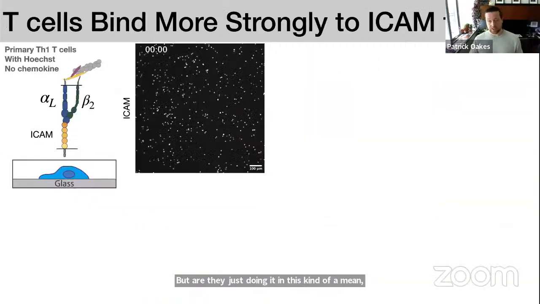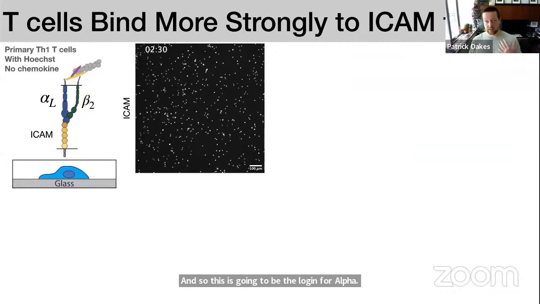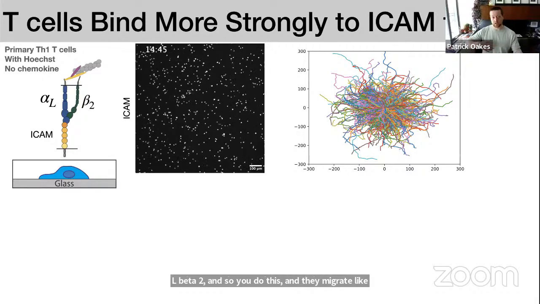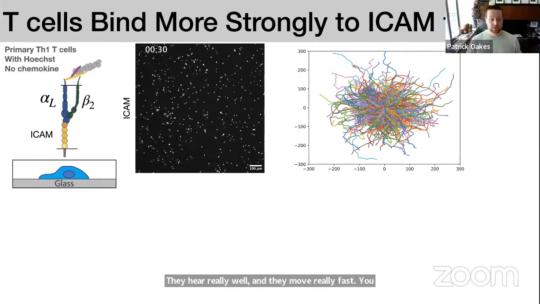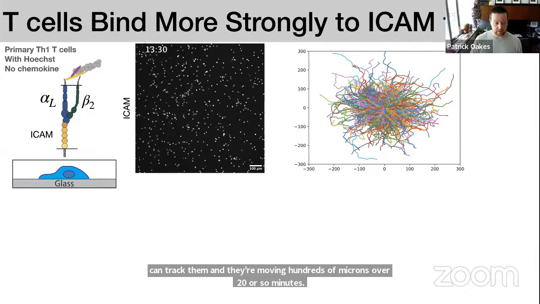Okay, so the very first thing we did was we just took our cells, and these are primary Th1 cells, and we put them on a glass cover slip coated with ICAM, right? And so this is going to be the ligand for alpha L beta 2. And so you do this and they migrate like gangbusters, right? They adhere really well and they move really fast. You can track them and they're moving hundreds of microns over 20 or so minutes. So they're doing all the things that you would canonically expect a cell to do in this kind of context.